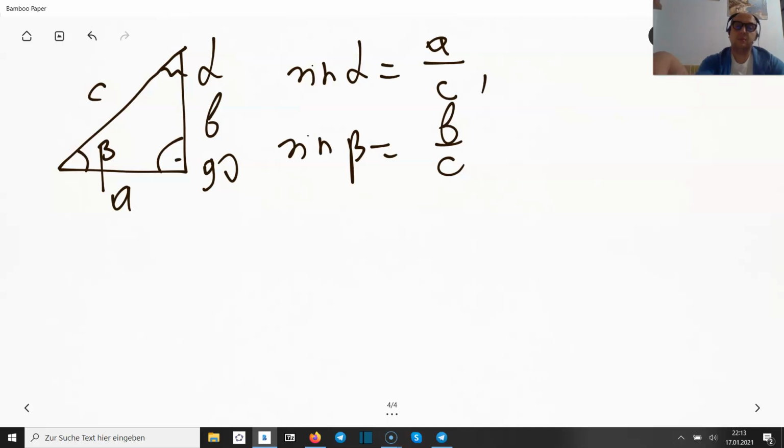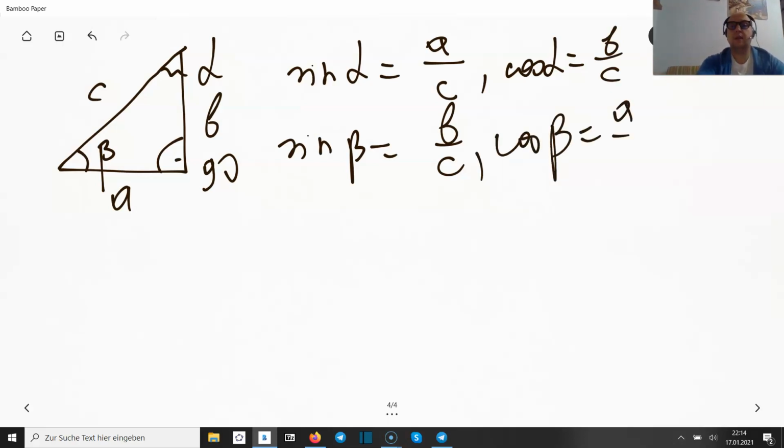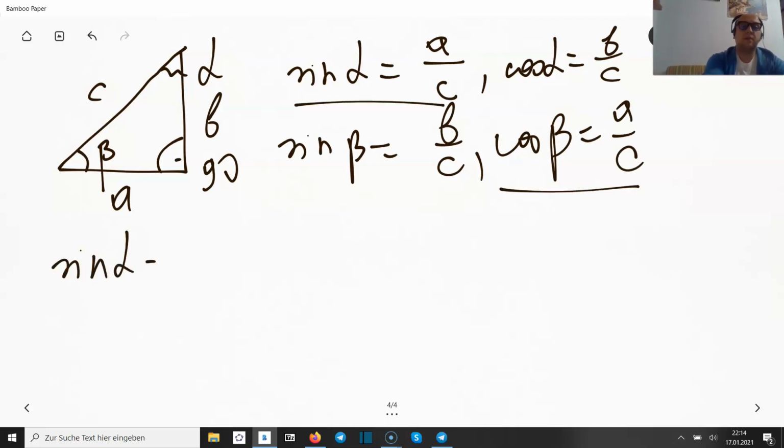Now if we're talking about cosine of alpha, the adjacent side is B, so it is B divided by C, and the cosine of beta is A divided by C. Now you see, for example, this value is equal to this one. What it means is the sine of alpha is equal to cosine of beta, right?